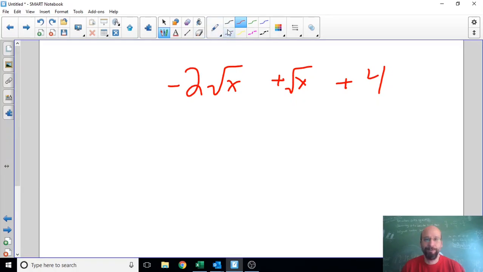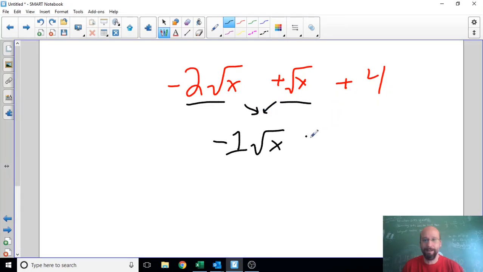Right, my like terms are going to be the ones that have the root x. So this one and this one are like terms. This is just a number, so I can't combine it, but I can combine this. Negative 2 root x plus x would be negative 2 plus 1. So that would be negative 1 root x, right? These would combine to that, and then I have plus 4 left over.